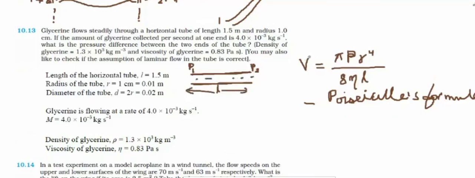Then V is volume per second, which is not given in the question. Instead of that, you have been given the mass per second. So mass per second you can convert into volume per second. Volume per second V is equal to mass per second divided by rho, m by rho. So here instead of V you substitute m by rho. Remember, m is mass per second. Then substitute all the values. You are asked to calculate the pressure difference between the ends of the pipe. So P is the pressure difference, which can be calculated.